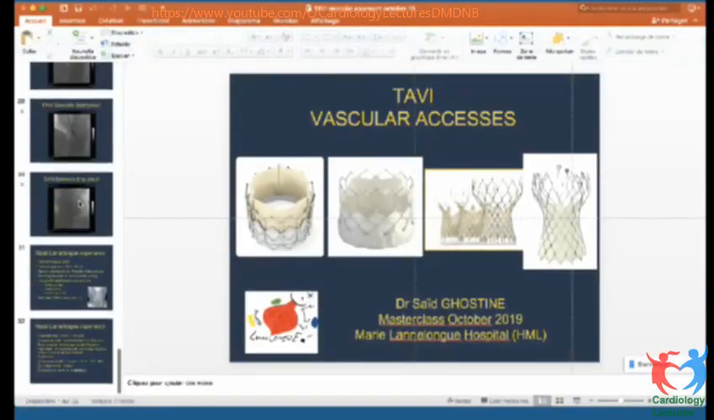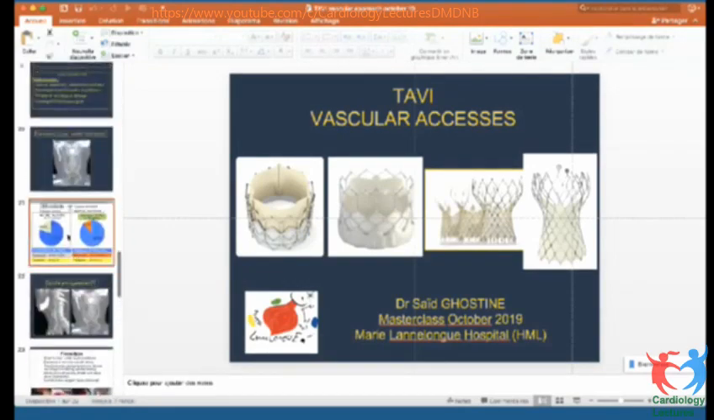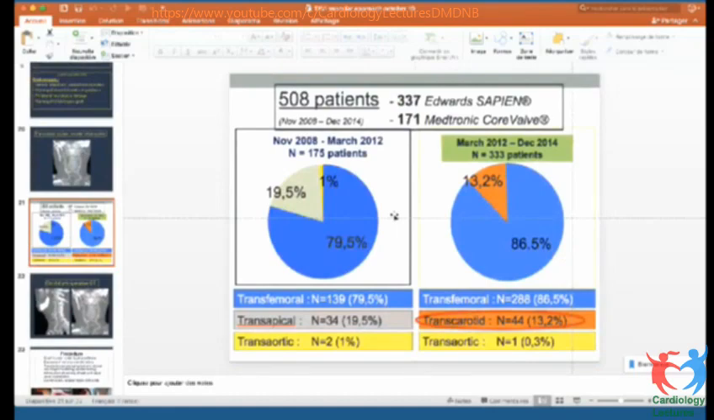Transapical, I'm sorry. I will show you just one slide with the experience that we've had. Do you see the slide? We published this in 2014, covering November 2008 until March 2012. You see, 80% of our procedures were transfemoral and 20% were transapical. And from 2012 to 2014, we changed everything and we've done no more transapical.